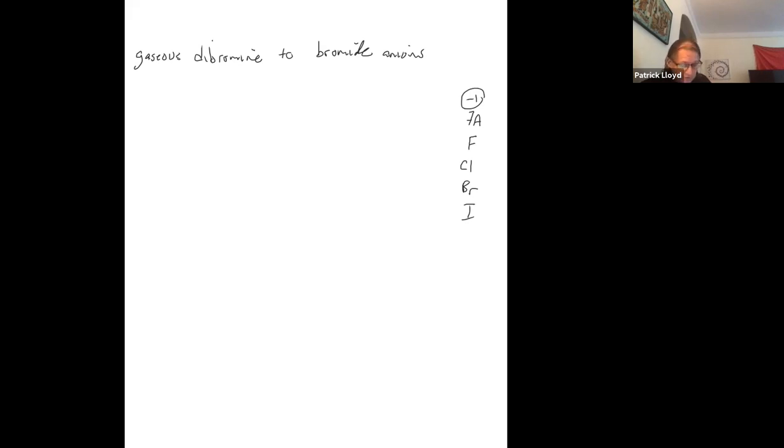Okay. So we're going from dibromine, Br2, which is gaseous, and then we're going to bromide, Br-, which is aqueous. Again, I didn't write that down. It's -1 because it's in group 7. Now this is a little different in that bromine is diatomic. It's a diatomic molecule. So that means there's 2 of them on the left side.